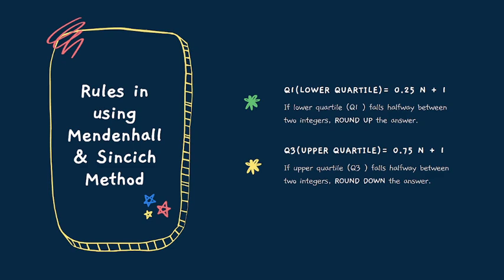First, the rules in using the Mendenhall and Sincich method. For Q1, the lower quartile is equal to 0.25 times n plus 1. Our rule is, if the lower quartile Q1 falls halfway between two integers, we round up the answer. For Q3, the upper quartile is equal to 0.75 times n plus 1. If the upper quartile Q3 falls halfway between two integers, we round down the answer. These are the formulas for our lower and upper quartiles.